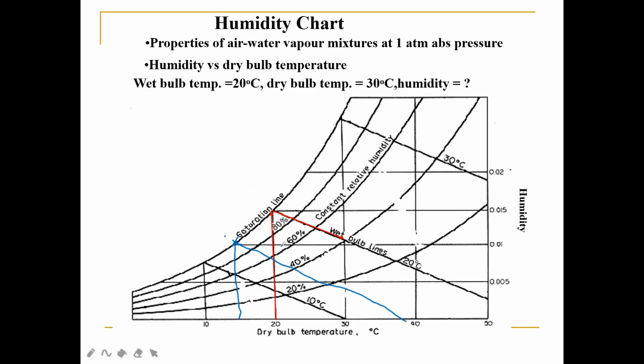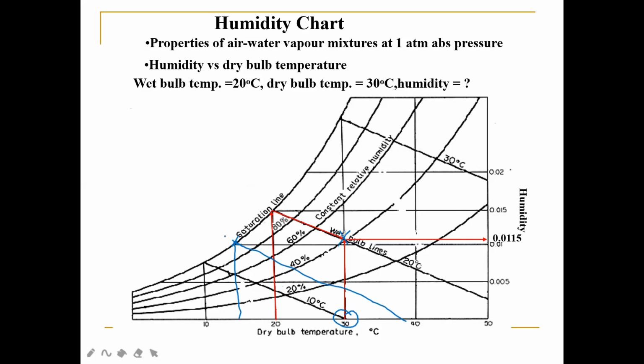Next, you have to draw a line vertically from the dry bulb temperature, and you determine where those two lines meet. From that point, what you have to read is the humidity on the y-axis. So that's how you read the humidity, which is in this case 0.0115. So I hope you still remember.